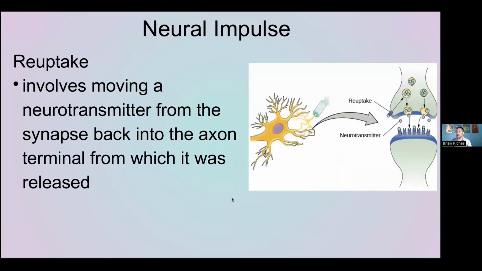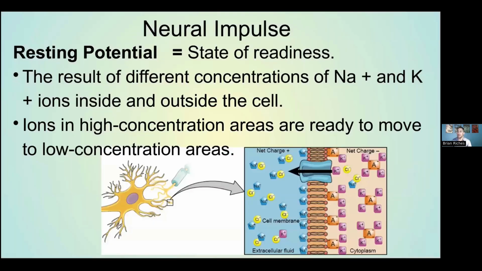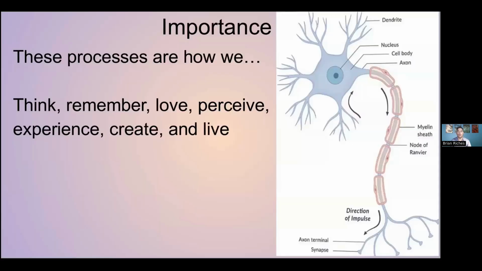The reuptake is essentially the revacuuming up of those neurotransmitters so they can be used again. Resting potential, again, is just that state of readiness of the neuron. And this is all important because that message sending at the synapse, that message sending through the neuron is an essential piece of how we think about things, how we remember things, how we love, how we perceive, how we experience or create and live.